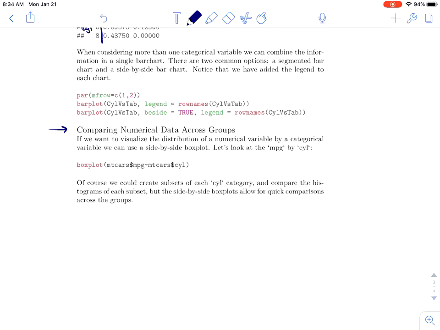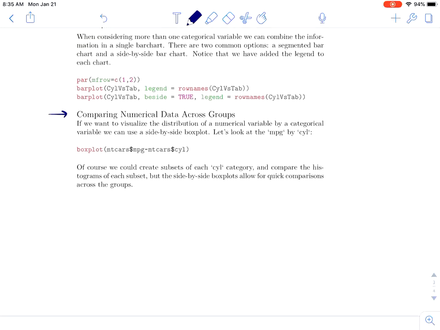So we've looked at, okay, how do we compare a numerical variable? What do we look for? We make a histogram, we look at the distribution. That's numerical variables. Now we've looked at categorical variables, looking at the relationship between 2 categorical variables even. But now what if we have a numerical variable that we want to look at? How does it behave across groups?